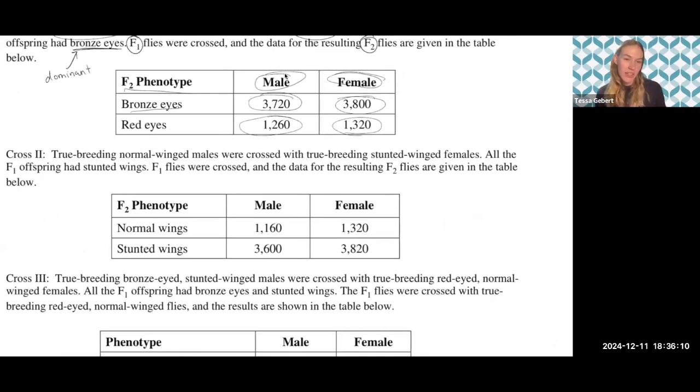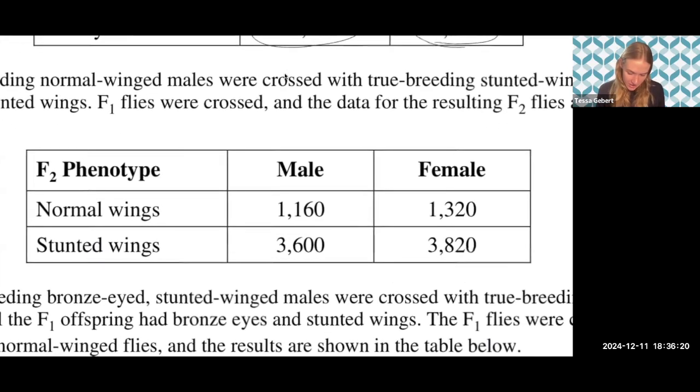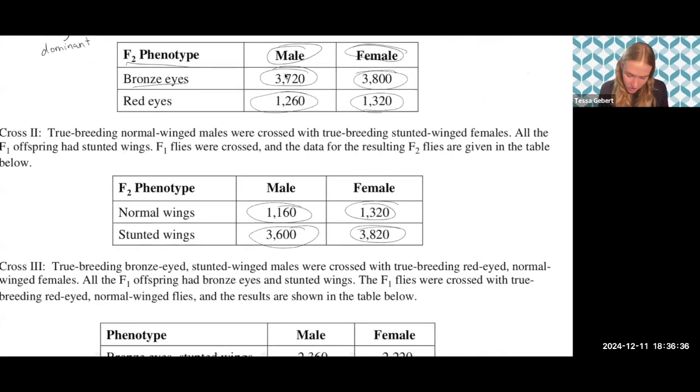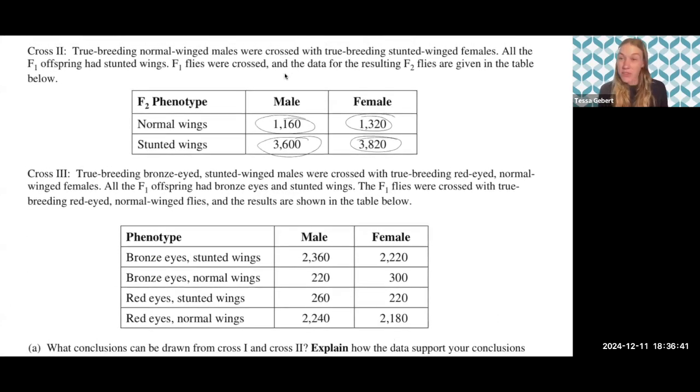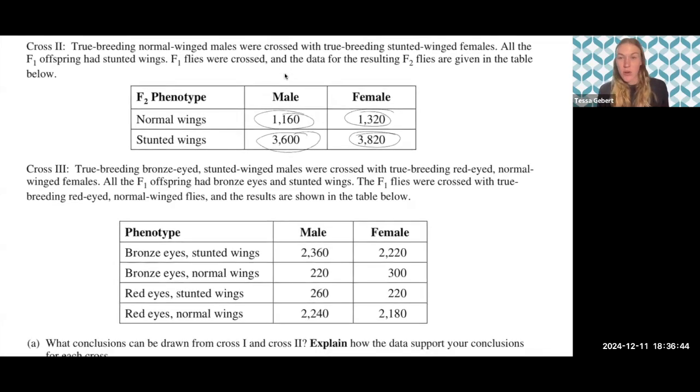All of the F1 offspring had stunted wings. The F1s were crossed, and the data for the resulting F2 flies are given in the table below. So looking at this, it's roughly the same again. So we have 1,160, 1,320 with normal wings, and then 3,600 and 3,800 with stunted wings. Okay, so in that case, that also is roughly the same. So I still think probably autosomal.